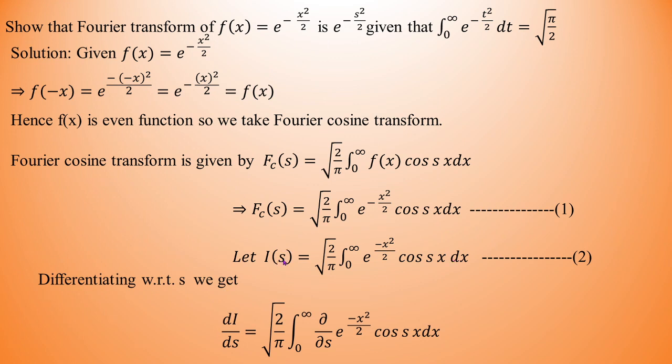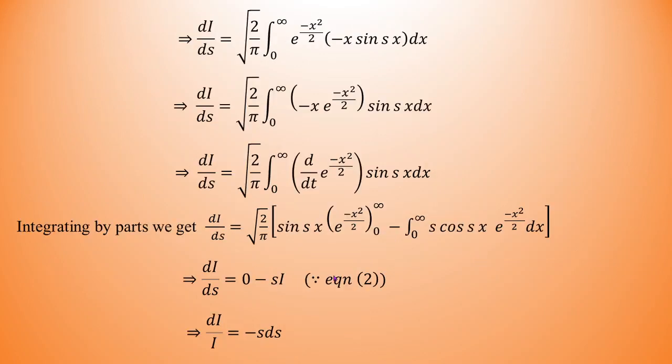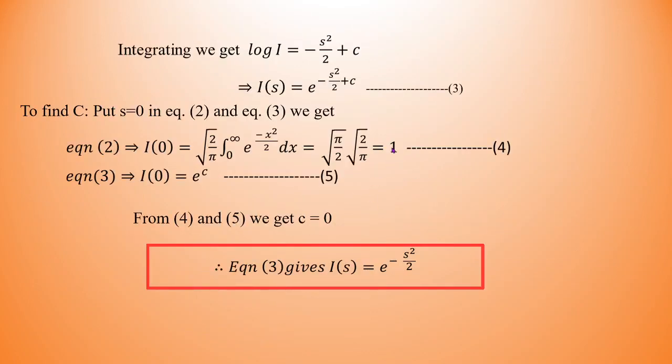So if I put s as 0, cos of 0 is nothing but 1, and we are left with e raised to power minus x square by 2 from 0 to infinity. This value is known to us as it is given in the problem. It is nothing but under root of pi by 2. So on putting s equal to 0, I of 0 will be root pi by 2 into root 2 by pi. That comes out to be 1. You can see here, we get 1.